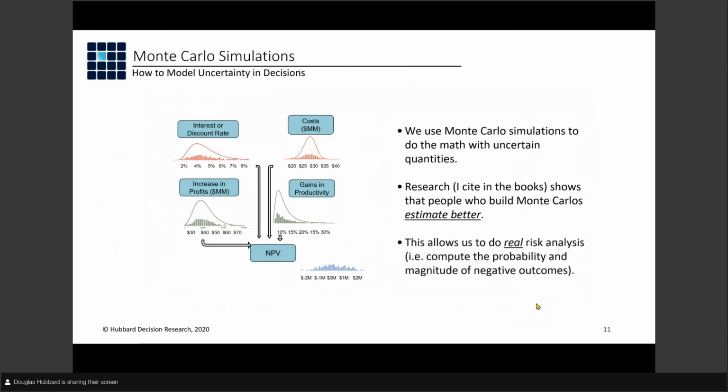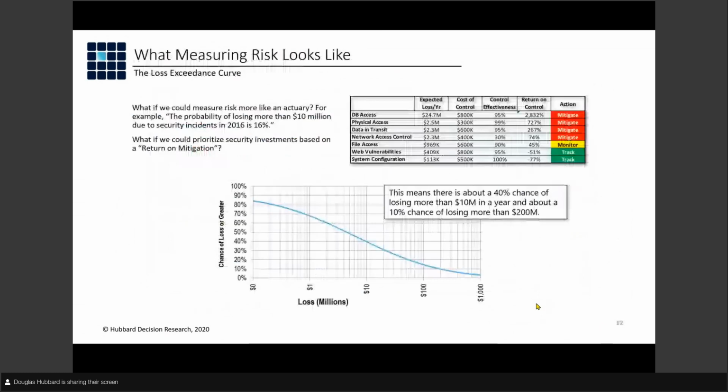I won't go into all the details behind that, but we use Monte Carlo simulations because we need to do the math with inexact numbers. We need to do the math with probability distributions, things where we don't have exact numbers like a balance sheet or an income statement would have. We need to make forecasts that are uncertain. And this gives us the basis for a real quantitative risk analysis that would be familiar to quantitative portfolio managers or actuaries or quantitative risk management in nuclear power, et cetera. Basically, all the people who do quantitative risk analysis.